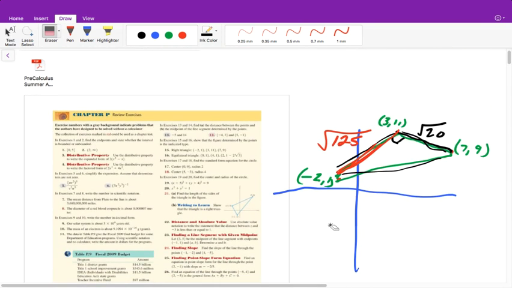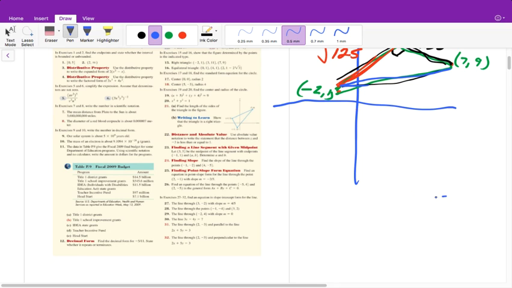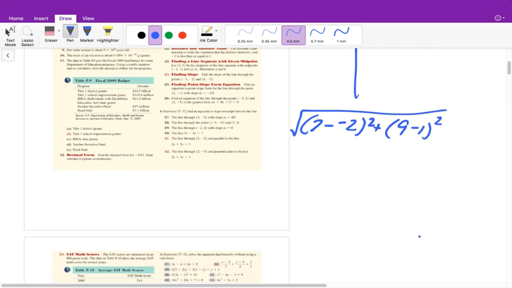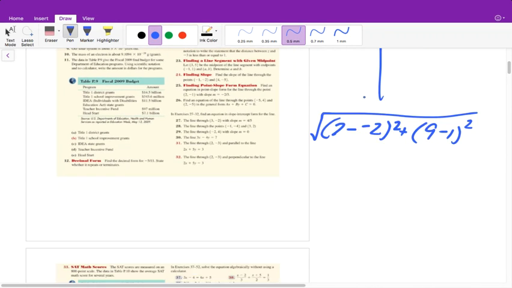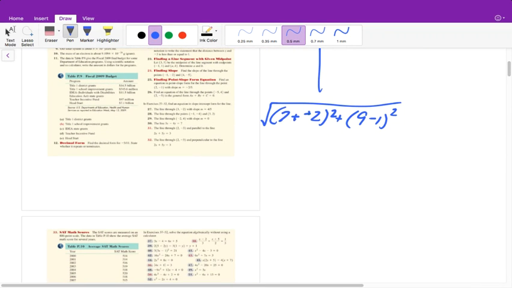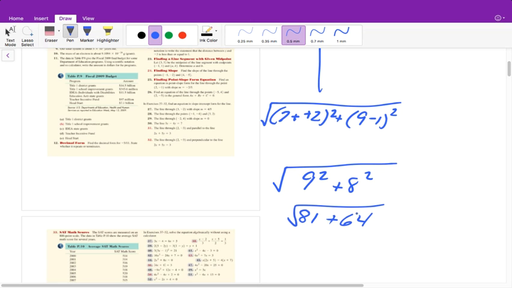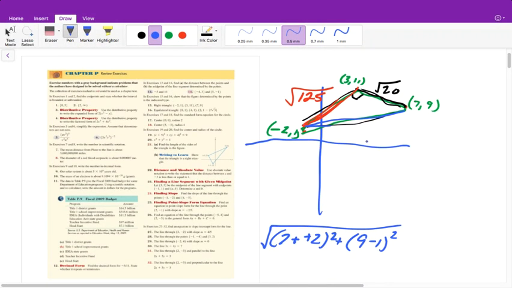The last one that we will have to do is find the distance between these two. So then we go down and we will have the square root of (7 minus negative 2) squared plus (9 minus 1) squared. This will be plus. So we have the square root of 9 squared plus 8 squared. So then it will be the square root of 81 plus 64, which will give me 145. So here are my 3 side lengths.